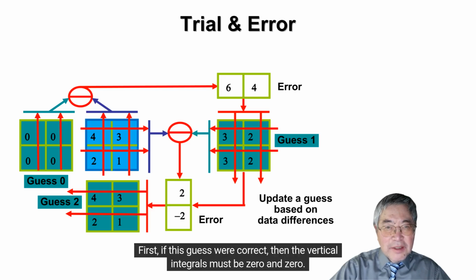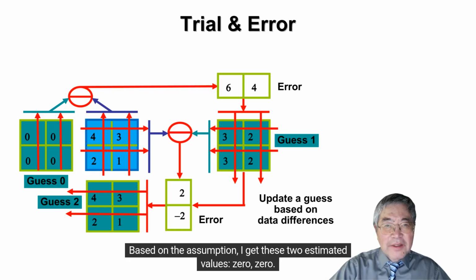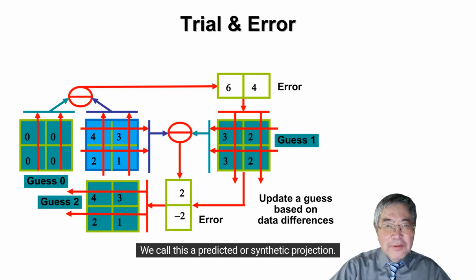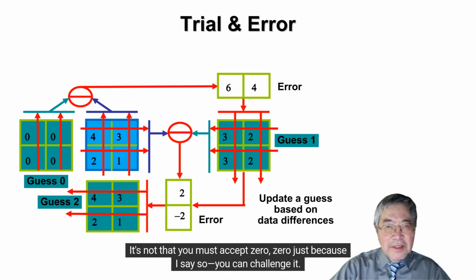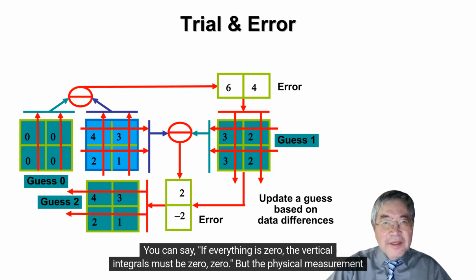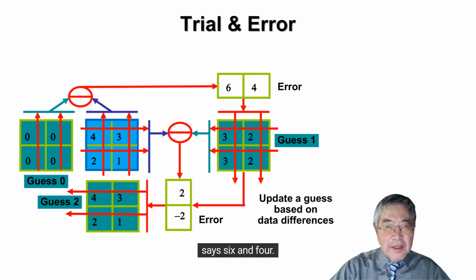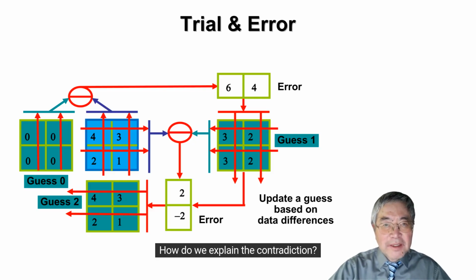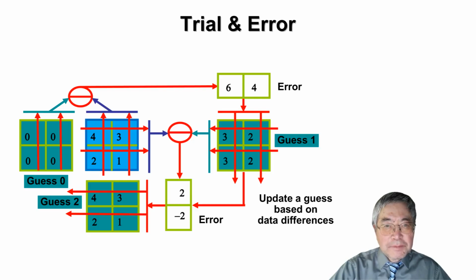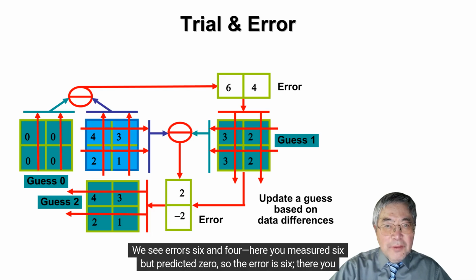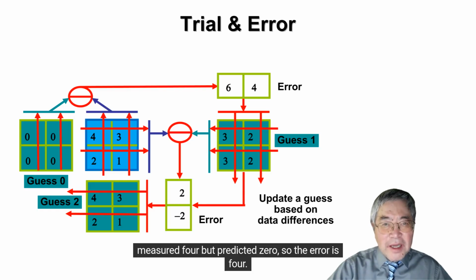First, if this guess were correct, then the vertical integrals must be 0 and 0. Based on the assumption, I get these 2 estimated values, 0, 0. We call this a predicted or synthetic projection. It's not that you must accept 0, 0 just because I say so. You can challenge it. You can say, if everything is 0, the vertical integrals must be 0, 0, but the physical measurement says 6 and 4. It is not 0, 0. How do we explain the contradiction? We compare the measurement with the prediction. We see errors 6 and 4. Here you measured 6 but predicted 0, so the error is 6. There you measured 4 but predicted 0, so the error is 4.